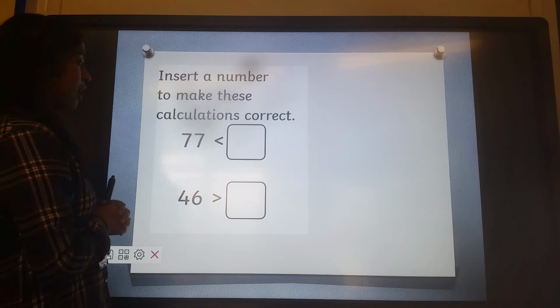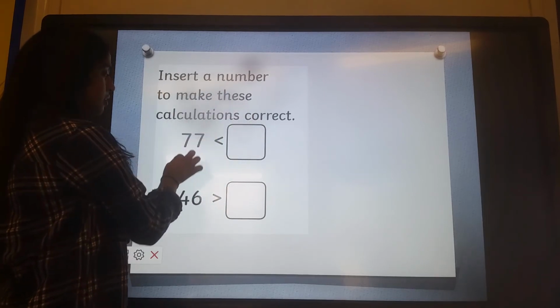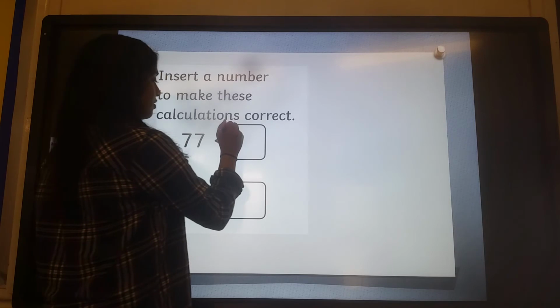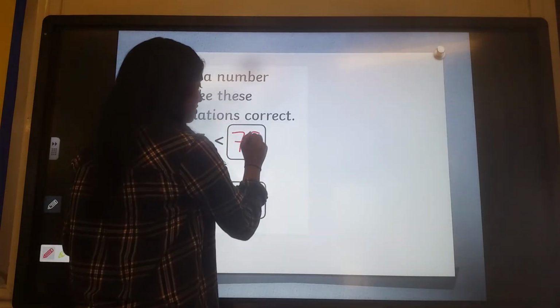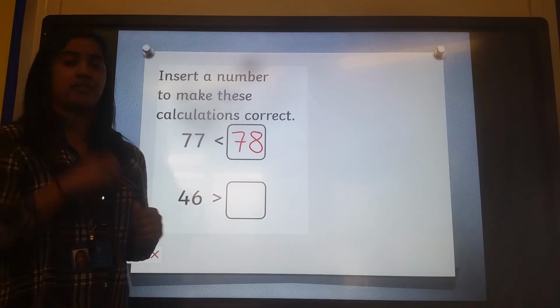So let's have a look at the symbol carefully. I know that the number on this side has to be larger than the number on this side. So as long as your answer is 78 or more, and your answer is correct, well done.